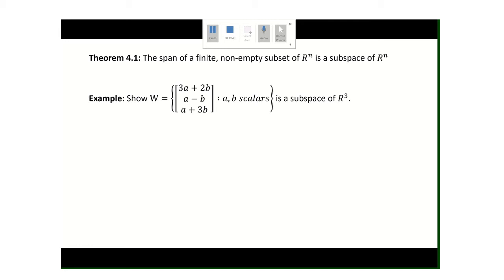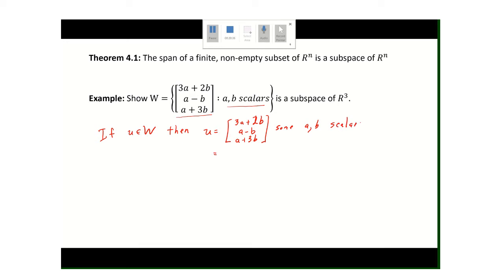So for example, if W is this, it's all these vectors in R3, where A and B are scalars. But notice how they're put together. So, take any vector in R3, or in W. So, if U is contained in W, so if it's a vector in this set, then U is equal to 3A plus 2B, A minus B, A plus 3B, for some A, B scalars.